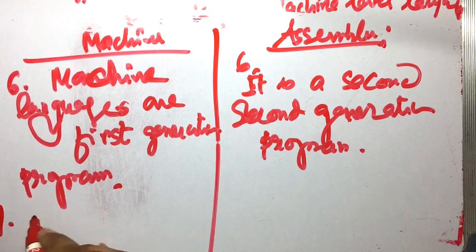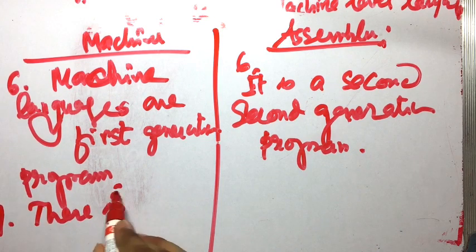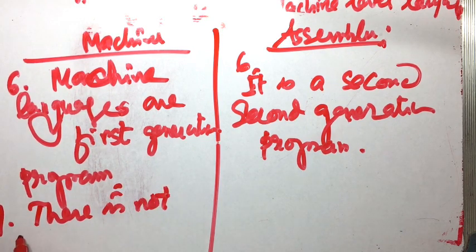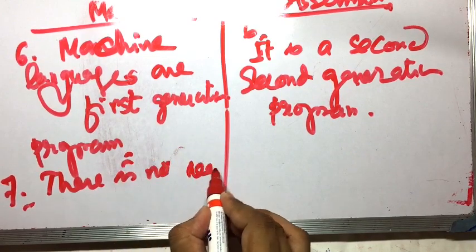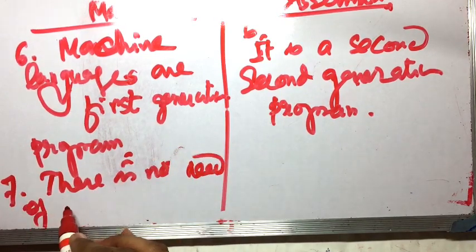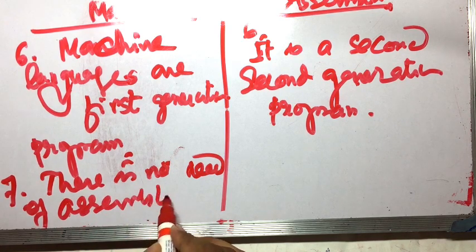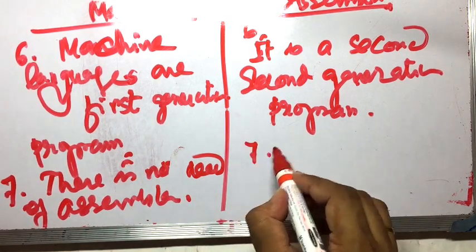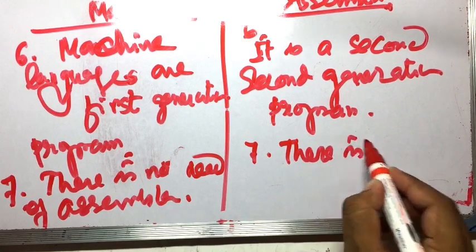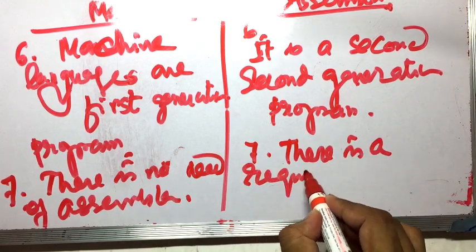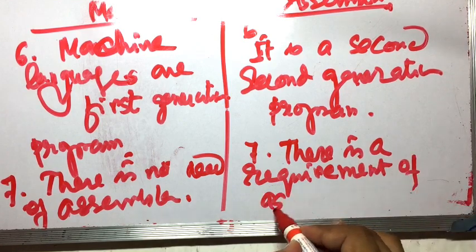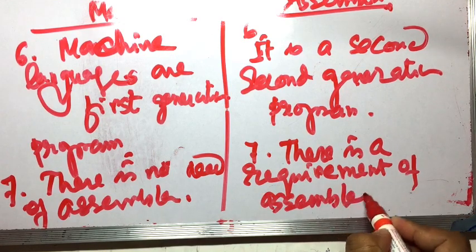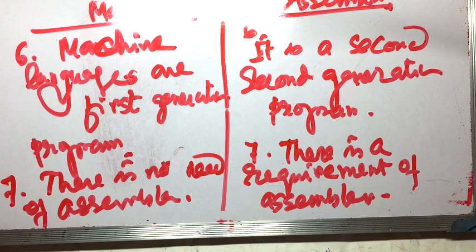And the seventh one: there is no need of an assembler for machine language. There is a requirement of an assembler for assembly language. So these are the basic differences between machine level language and assembly level language.